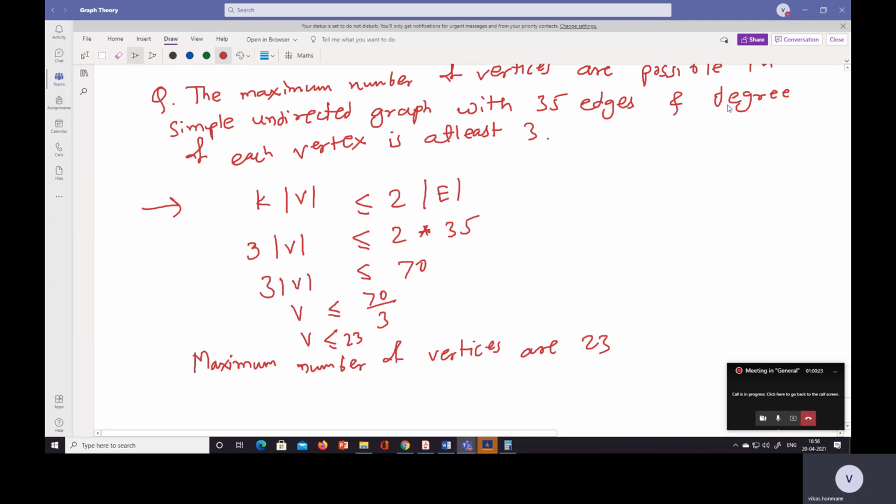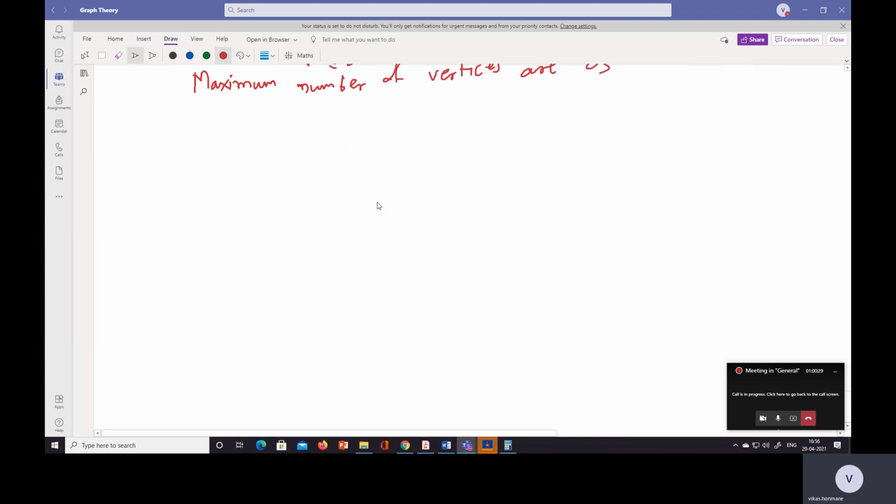Okay, so this is the problem related to the theorem and corollary. Now we move to the concept. As I have already explained this concept of complete graph, again we can see this concept.